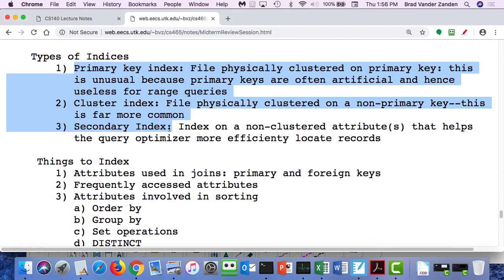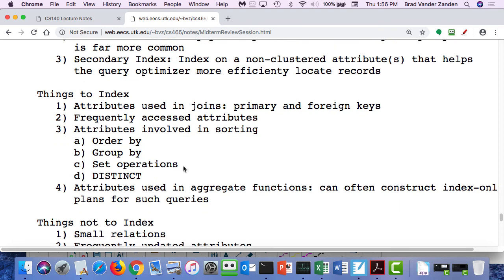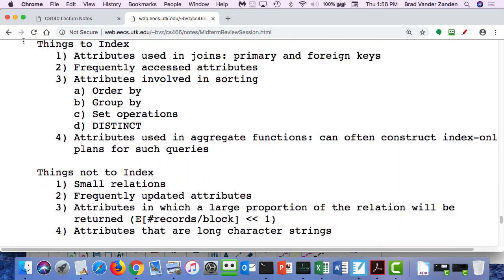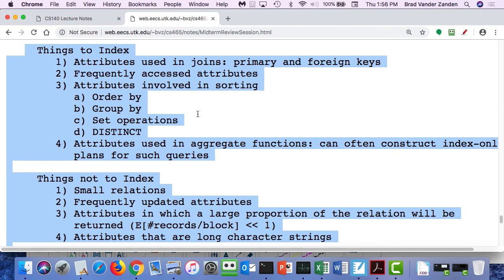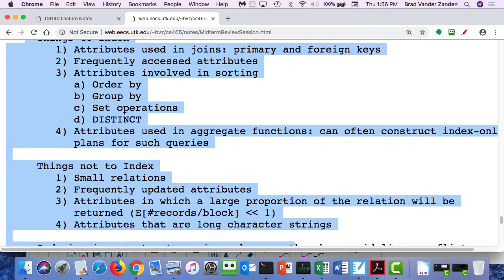You need to know the different types of indices. So cluster and primary key indices are good for range queries. Secondary indices are good for point queries. And finally, I guarantee you, I will ask you some questions on, should this relation be indexed? And then I will give you a bunch of reasons why it should either be indexed or not indexed, and you need to be able to tell me the reason why it should be indexed or why it should not be indexed.